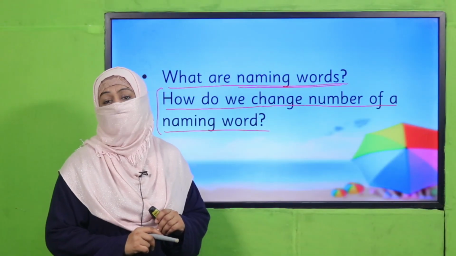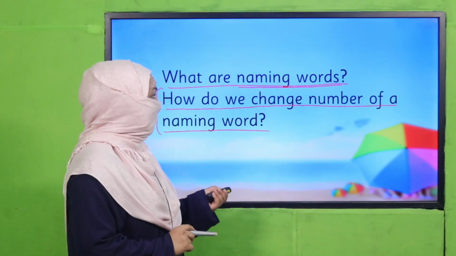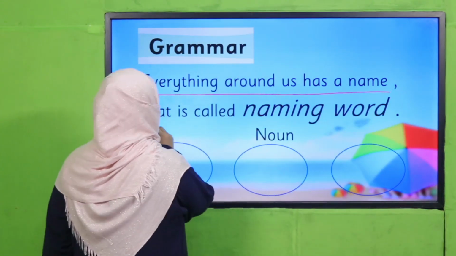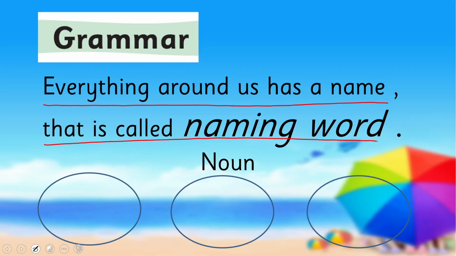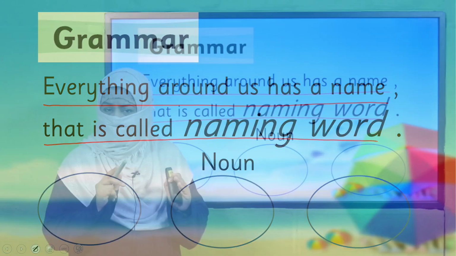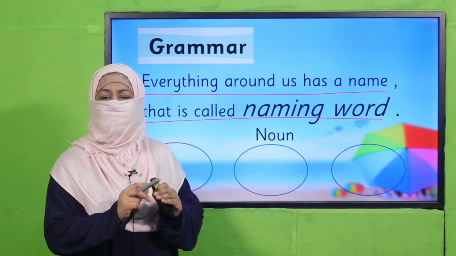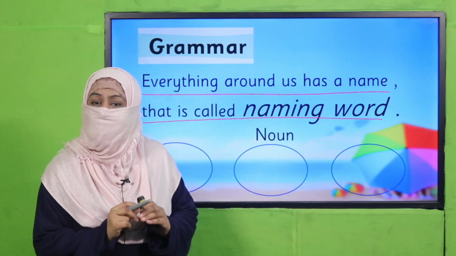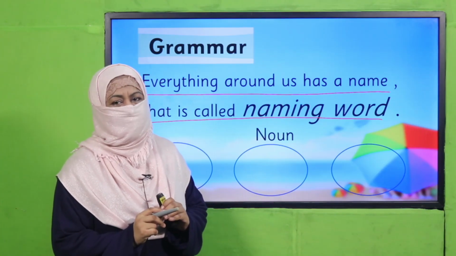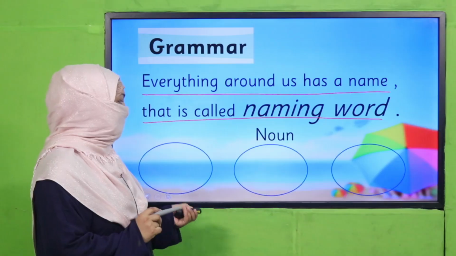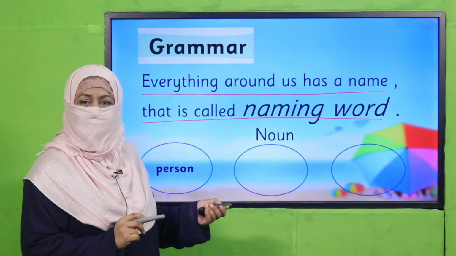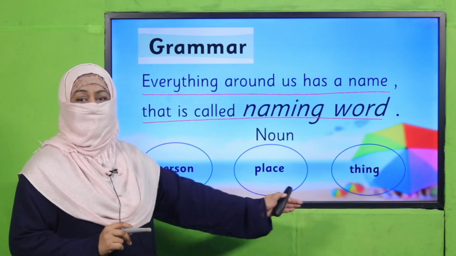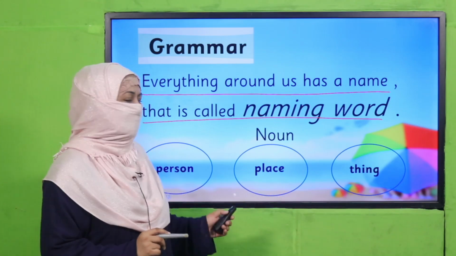Yes, my dear children, I hope you could recall that everything around us has a name, and that is called a naming word. Remember, everything around us which we can feel, touch, hold, or see has a name, and that is called a naming word. And this naming word may refer to a person or a place or a thing, right? So these are categories of naming words.